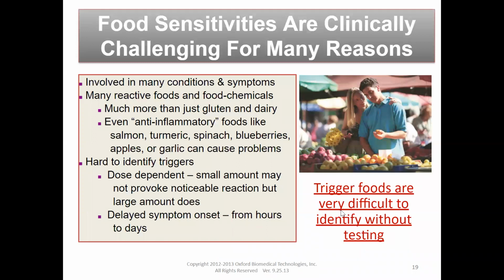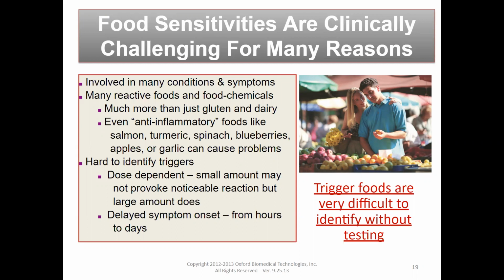Food sensitivities versus, again, food allergies. Sensitivities are challenging for many reasons, because they're involved in many conditions and they have a range of symptoms. Many reactive foods and food chemicals are involved. It's much more than just gluten and dairy. We're talking about gluten and dairy all the time, but it could literally be the healthy foods that you're eating, the salmon, turmeric, spinach, etc. So it's not just about the unhealthy food.